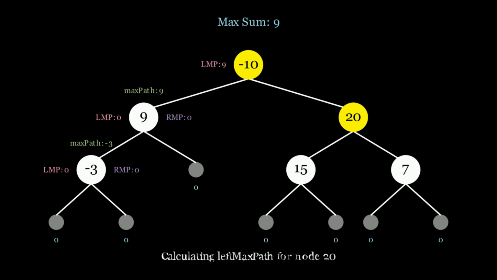At node 20, we need to find the left max path. So we go to node 15, and at 15, we need to find the left max path. So we're going to go to null, and we hit the base case of 0. Now that we're at 0, the left max path is going to be 0 for 15. We calculate the right max path. Once again, we hit the null base case. This is going to be 0, so the right max path is 0 for node 15.